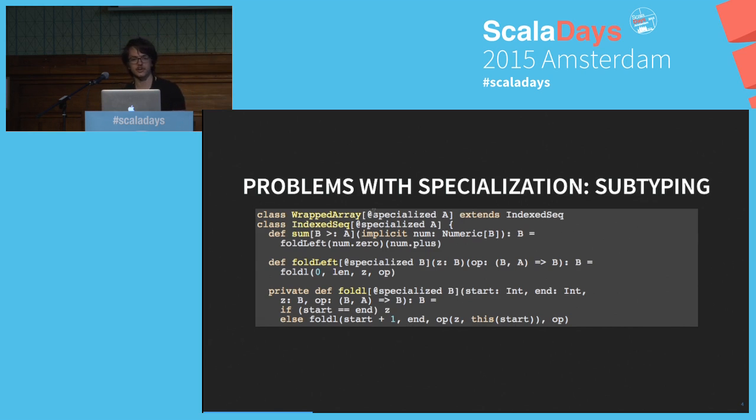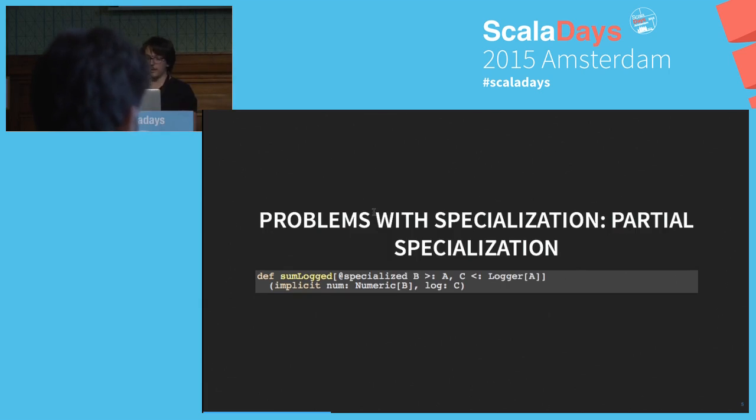The main reason is that specialization does not play well at all with subtyping. And here, obviously, you don't want all the operations to be copied in all the collections. They're implemented in some base traits, like indexed sequence. An actual wrapped array, which wraps integers and is specialized for integers, will not be inheriting from the indexed sequence which is specialized for integers. It will only inherit from a generic one. So you'll still box.